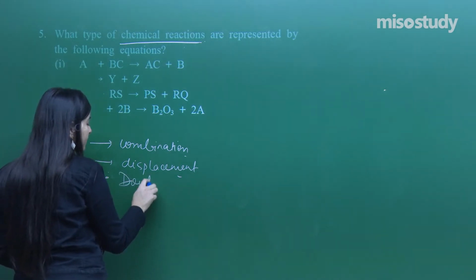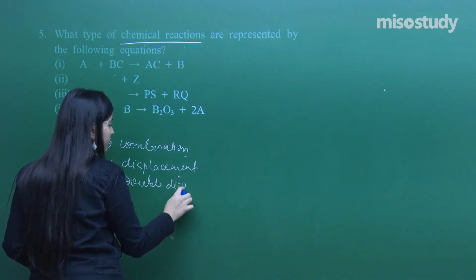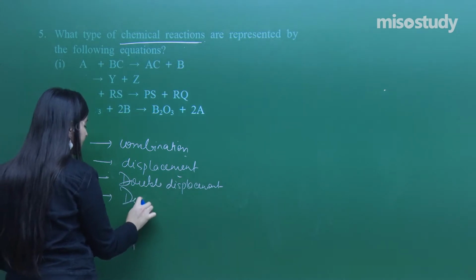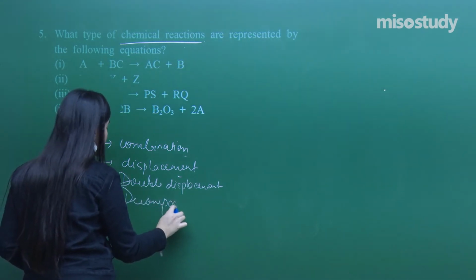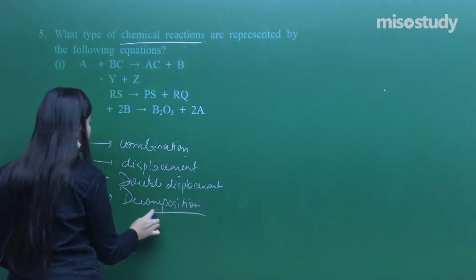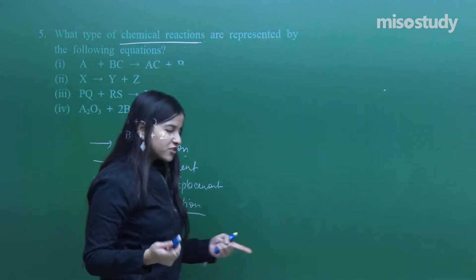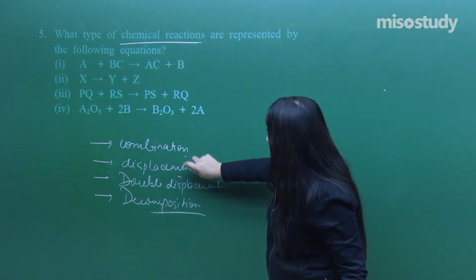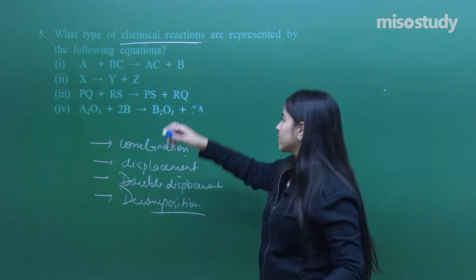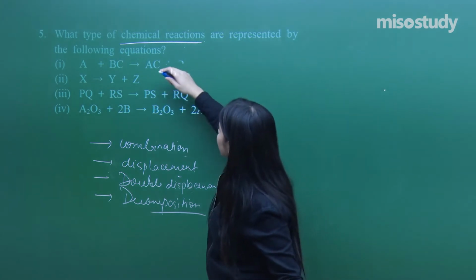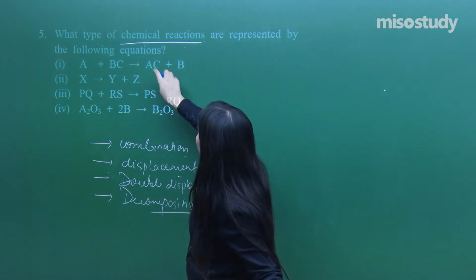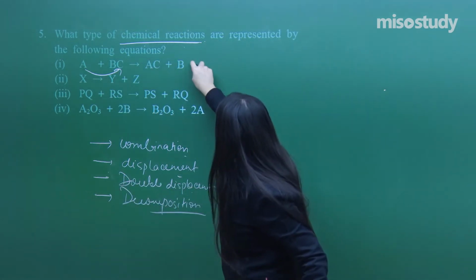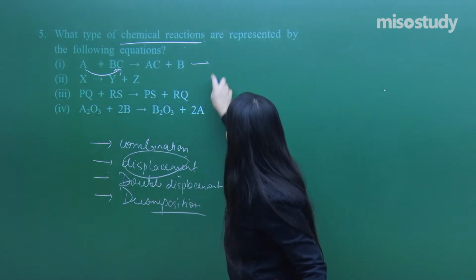Double displacement is the one. And lastly, decomposition we have studied. I just told you what decomposition is, and double displacement means 2 of the species are getting displaced somehow. Having an idea of all these reactions, let's figure it out in these particular reactions. So A plus BC gives AC. That means A has displaced B. That means this is going to be a displacement reaction.